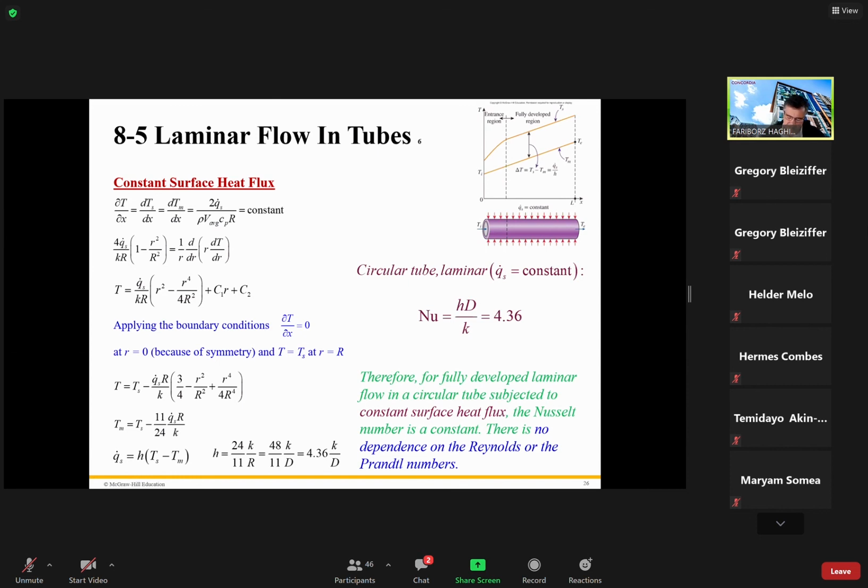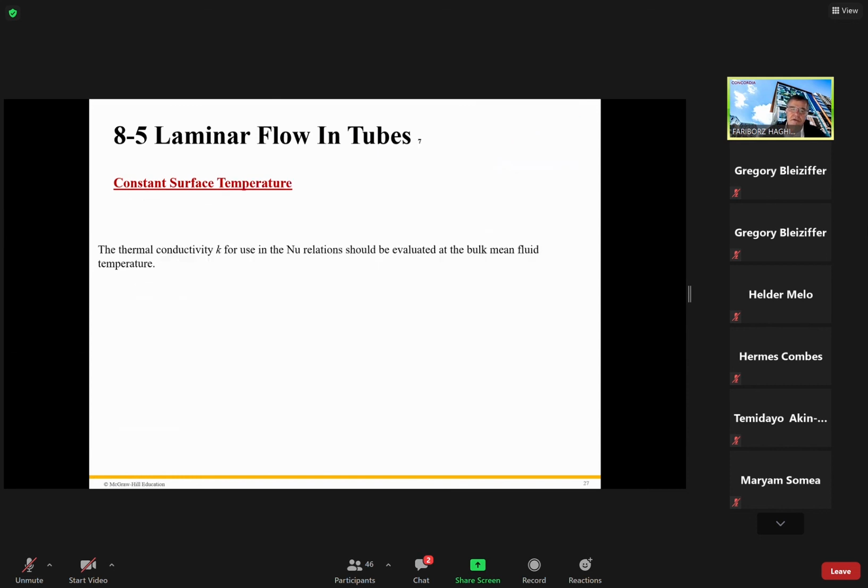Let me go a little faster. When I go to the case of constant surface temperature, the conductivity K used for the Nusselt number is evaluated at the bulk mean temperature. And the expression that we have, again, this is 4.36. It was for constant flux. When it comes to constant surface temperature, the Nusselt number becomes 3.66. Okay, therefore, keep in mind, when you use the value, it depends on your boundary condition, if it's constant heat flux or constant temperature.